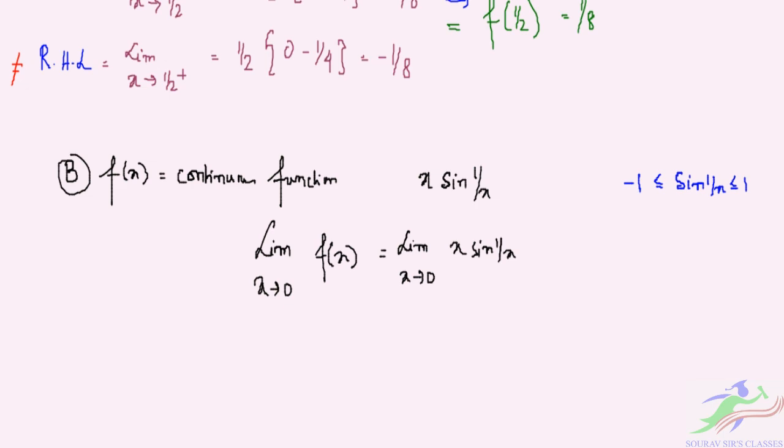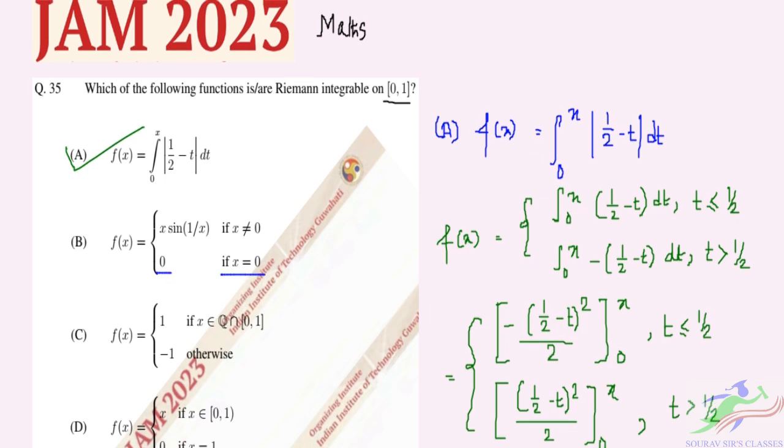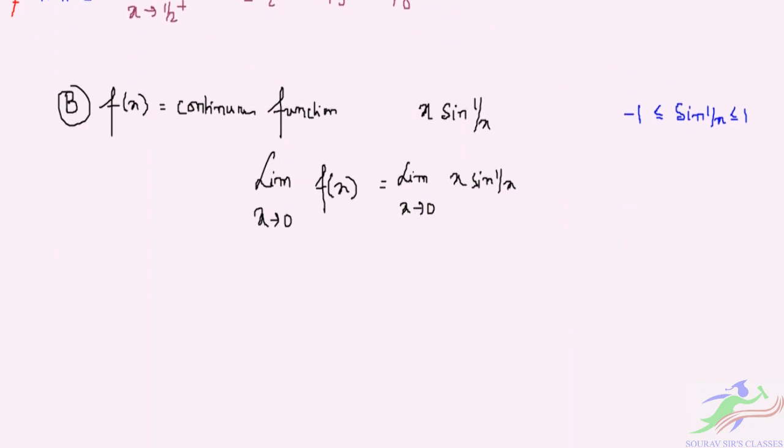Since it is given, you can see that if x is equal to 0, then it is 0. So if it is a continuous function, then f(x) should be equal to 0 for x equal to 0, right?